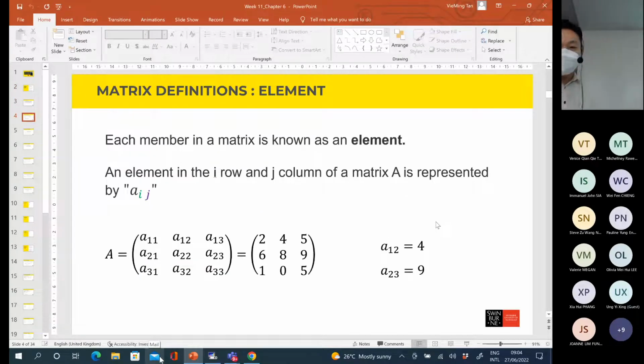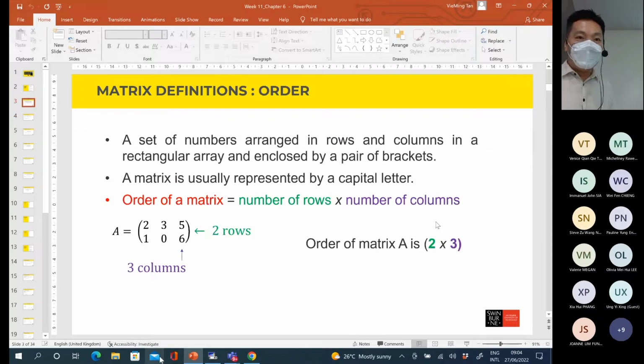Okay, so what is a matrix? A matrix is referred to an array of numbers which are arranged in what we call the rectangular format, and all these numbers are arranged in proper rows and proper columns, with a pair of brackets, just like this. Usually we use a capital letter as a symbol to represent the whole matrix. Let's say we can use capital A to represent the whole matrix.